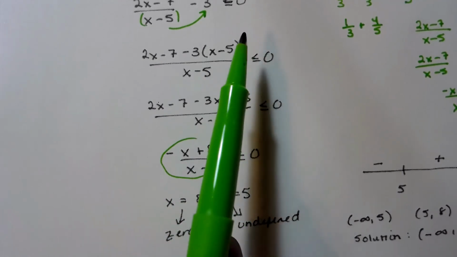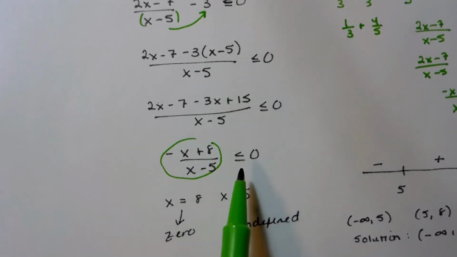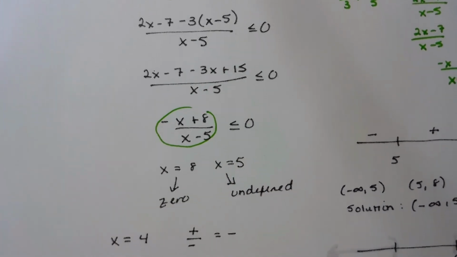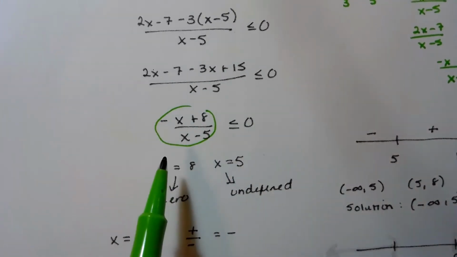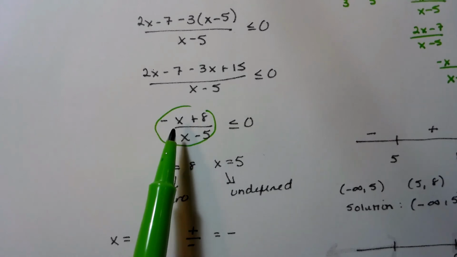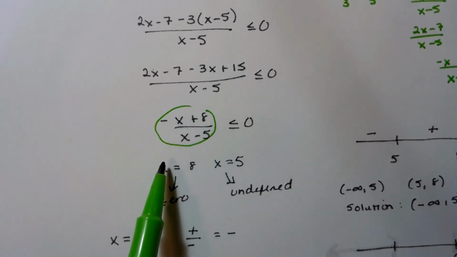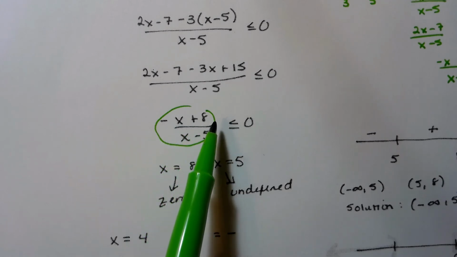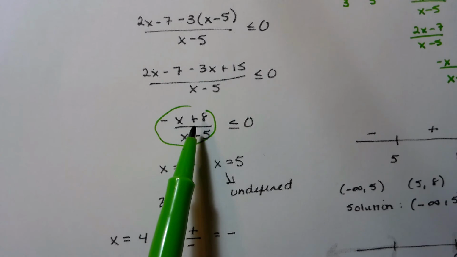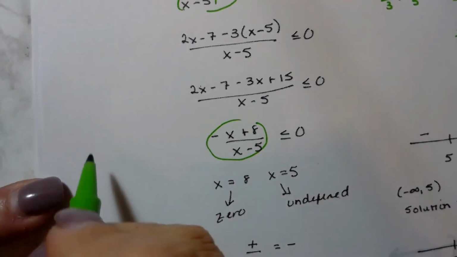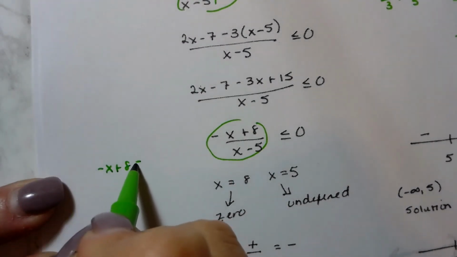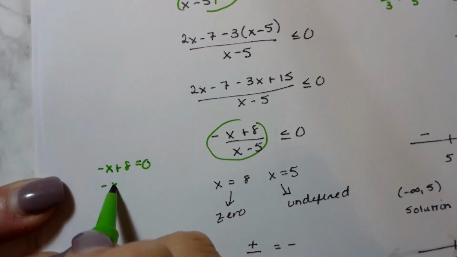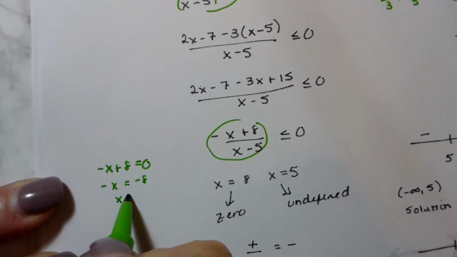And again, I'm just bringing my inequality symbol and my 0 down as I go. So this is a rational function, and the only way a rational function can equal 0 is if the numerator equals 0. So to do that, you say negative x plus 8 equals 0. So negative x equals negative 8. So here I'll write it over here. Negative x plus 8 equals 0. So negative x equals negative 8, and x is equal to 8.